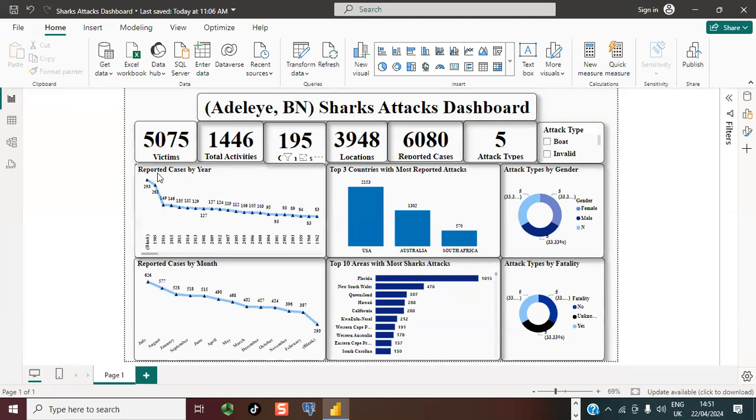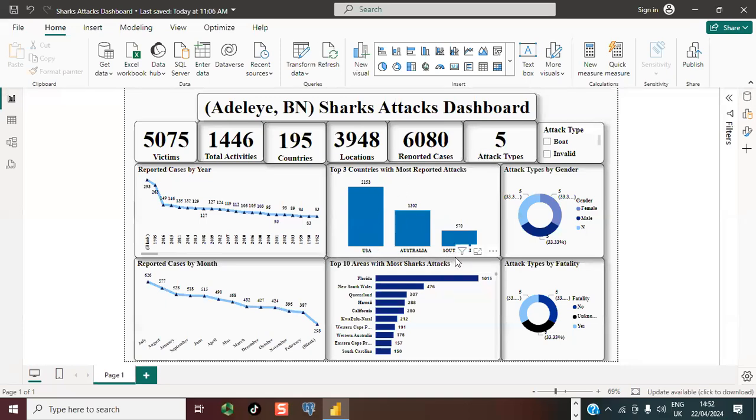Looking at the trend of reported cases by year, you can see the trend moving from 293 attacks or reported cases to about 83 reported cases. Also, reported cases by month moved from 626 in July to about 387 in February. The top 3 countries with the most reported attacks are the USA, Australia, and South Africa.